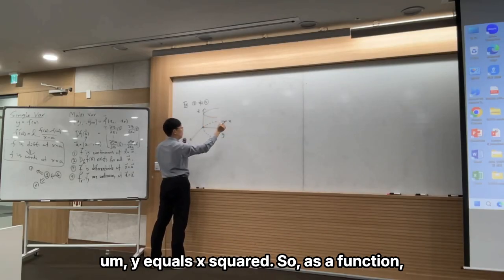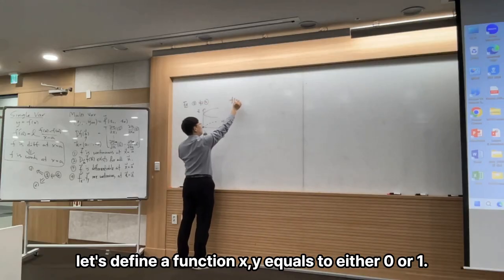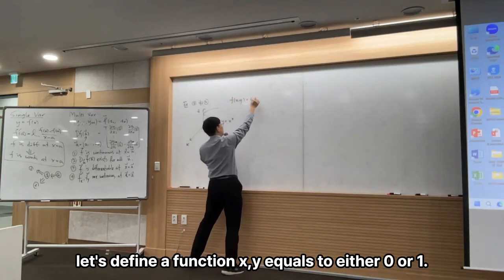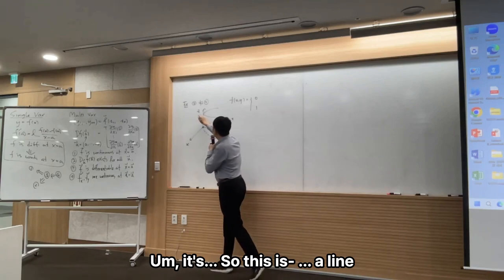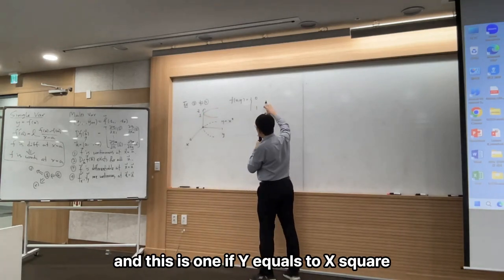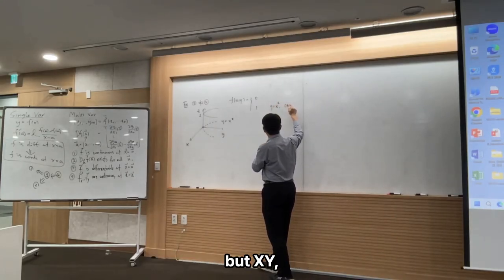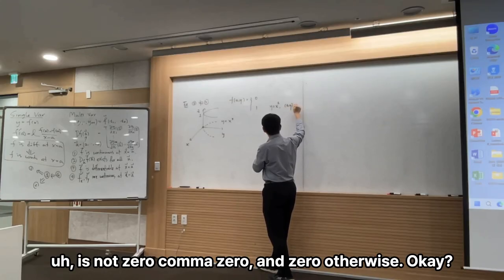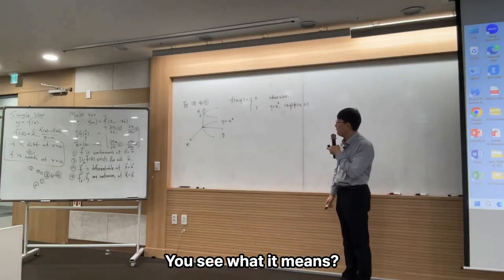Here is y equals x squared. As a function, let's define a function f(x,y) equal to either 0 or 1. So this is a line hovering above the xy plane at level 1. And this is 1 if y equals x squared but (x,y) is not (0,0), and 0 otherwise. Okay? You see what it means?